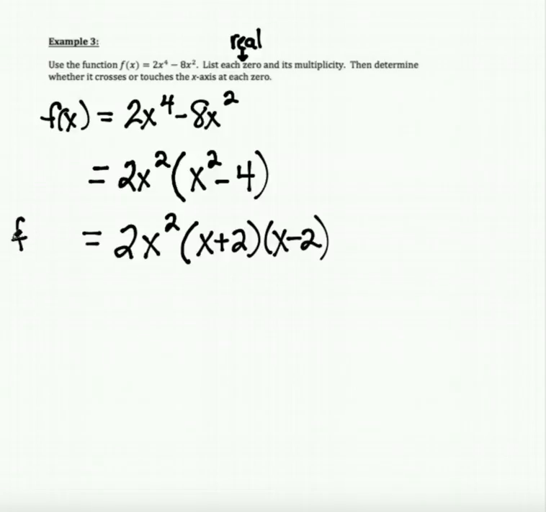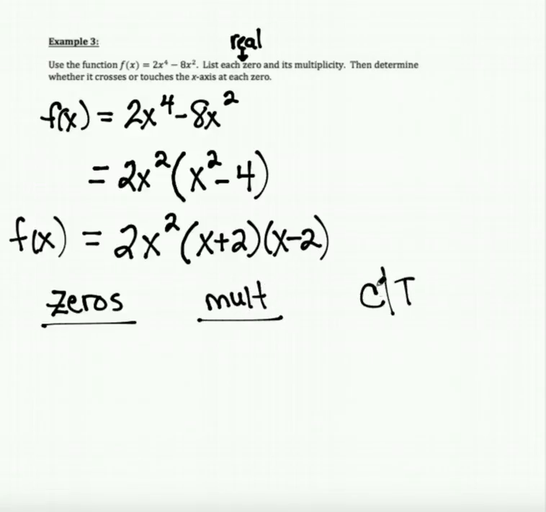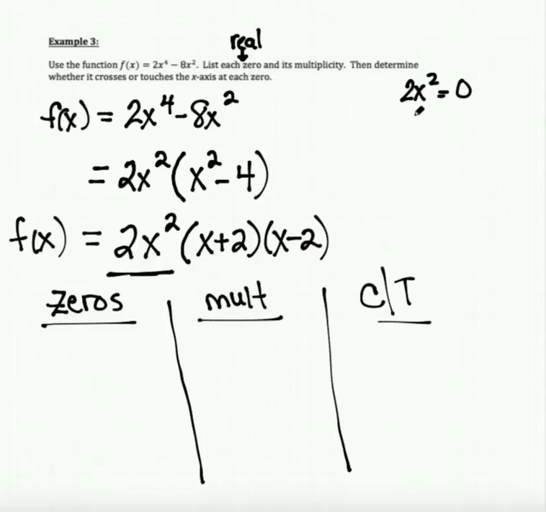Now that we have our function in factored form, I can figure out my zeros. Okay? So we have to list our zeros, and then I'm going to list the multiplicities that correspond, and then if it crosses or touches. So we're going to make a little chart. Now, each term that has an x in this factored form, we have to set it equal to 0 to find the zeros. So my first term is 2x squared. When I set that equal to 0, I'm going to go ahead and divide both sides by 2. So x squared is equal to 0. Square root both sides, and that's going to give me x equals 0.